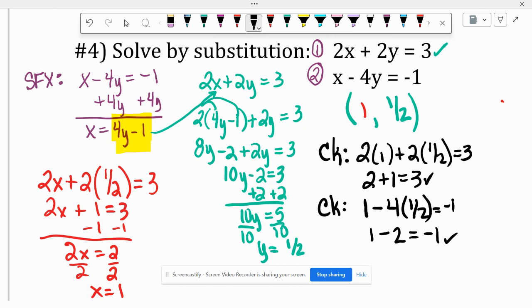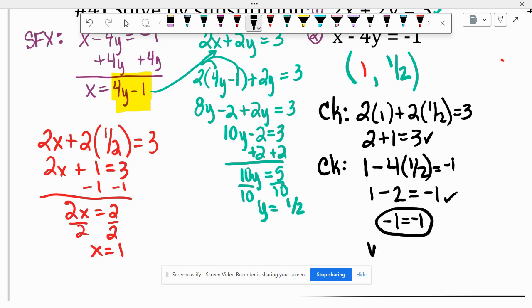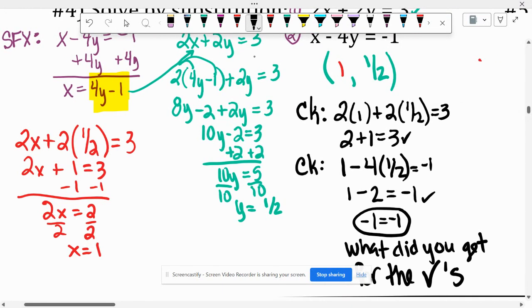Sometimes you might have a question that says, what did you get for the checks? When I did this first check, I got 3 equals 3. And when I did the second check, I got -1 equals -1. That's what I got when I did the checks. Sometimes I'll ask you a question like that to make sure that you're doing the check. If you do the check all the time, you know exactly what I'm talking about. But if you don't, then you're like, what does she mean? That's really what I mean. I'm trying to catch you off guard.